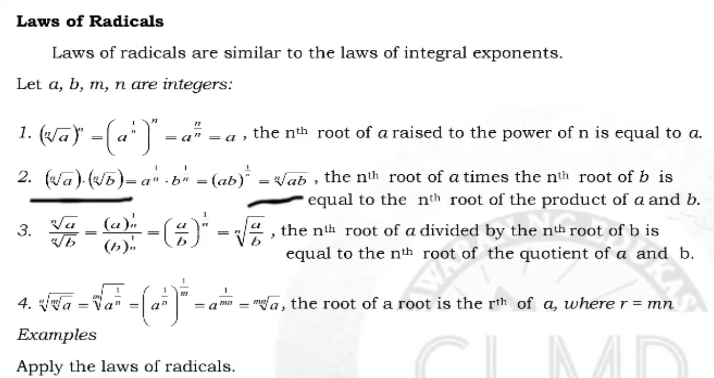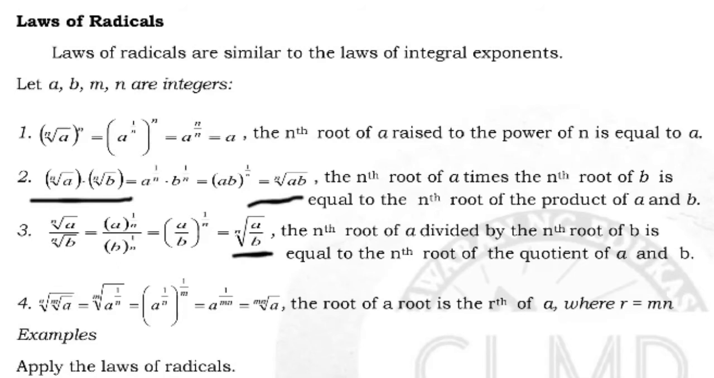Number 3, nth root of a over nth root of b equals a to the power of 1 over n over b to the power of 1 over n, and this is equal to a over b raised to the power of 1 over n. Then this one, you can have this one as nth root of a over b.